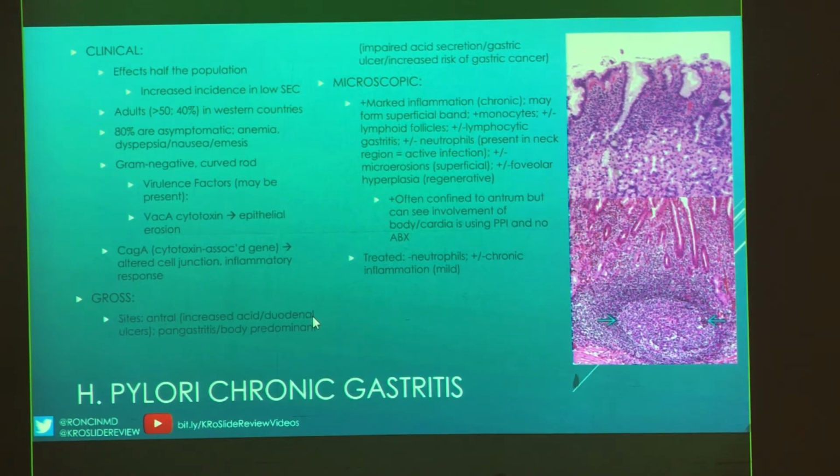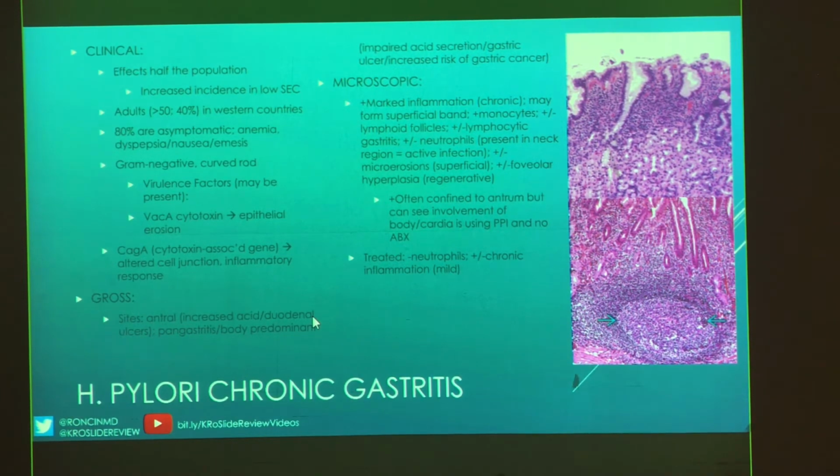Grossly, this tends to affect predominantly the antral stomach. However, you can have pangastritis or body predominant. This is particularly helpful if the patient has had this infection long-standing, or if it's a more aggressive strain, which would mean it has the virulence factors that are listed.